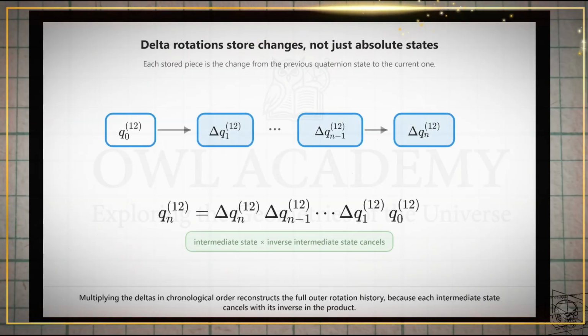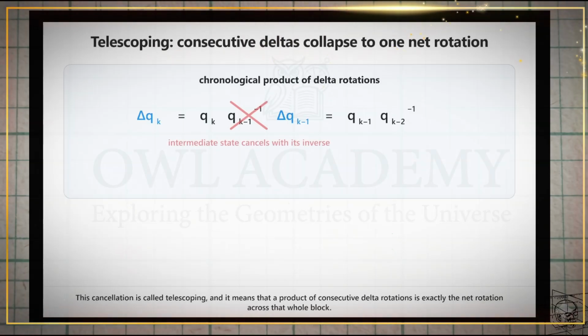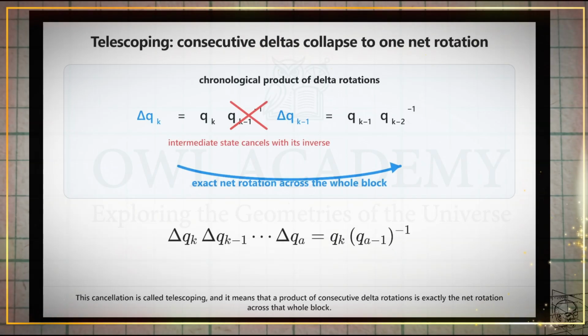Multiplying the deltas in chronological order reconstructs the full outer rotation history, because each intermediate state cancels with its inverse in the product. This cancellation is called telescoping, and it means that a product of consecutive delta rotations is exactly the net rotation across that whole block.